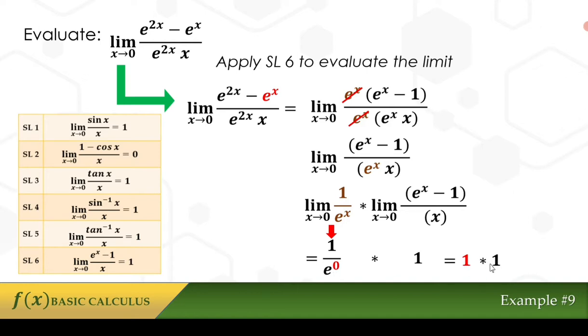And then times 1, that's the remaining term. So the final answer is 1 times 1. The answer is equal to 1. So that's the limit of e raised to 2x minus e raised to x all over e raised to 2x times x as x approaches 0.